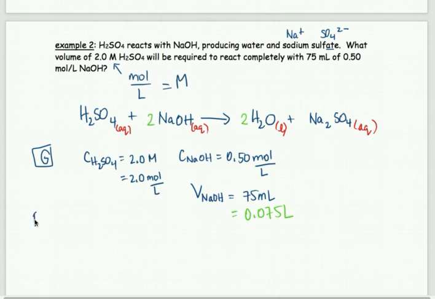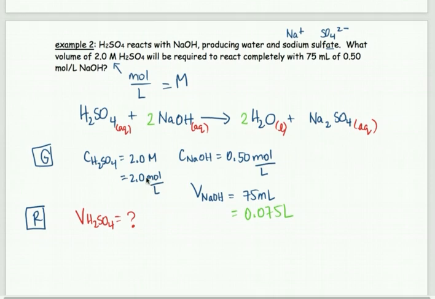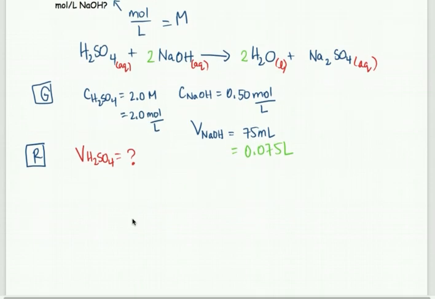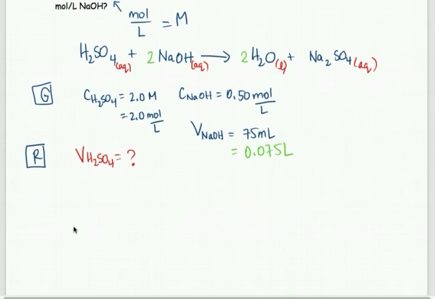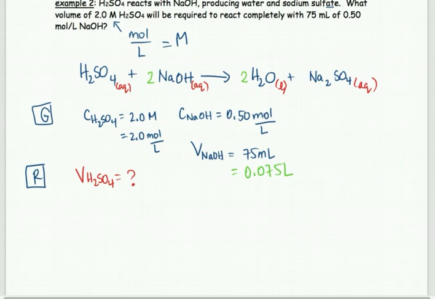So what is required? What is it that you need to find? I'm just going to write it in red here. It says what volume of sulfuric acid is required. So we need to find the volume of sulfuric acid this time. In the last question, you had to find the concentration; here you just have to get to the volume. All right, so here's our plan.